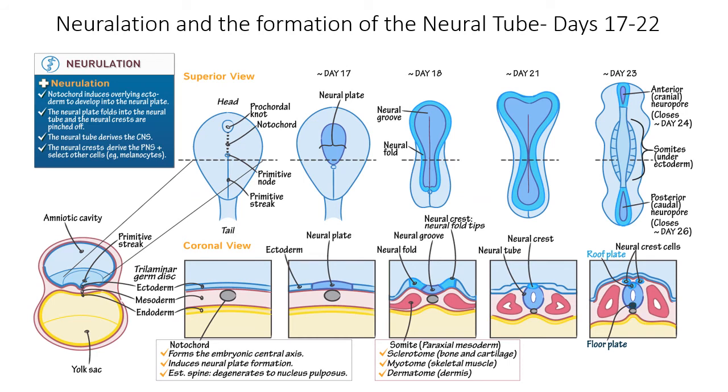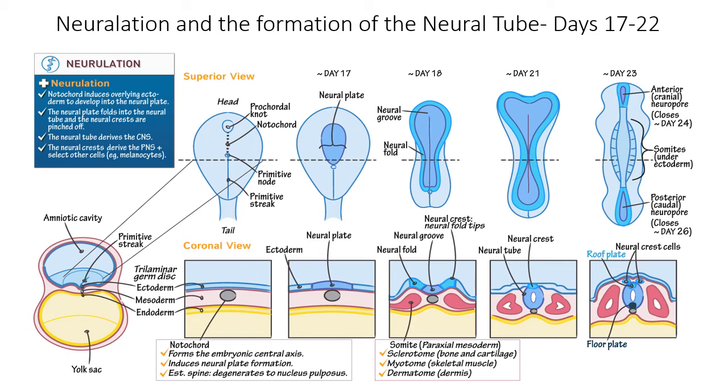So now the next stage is neurulation from days 17 to 22. Now if you look in the chart on the left, it tells you neurulation, and the notochord induces overlying ectoderm to develop into the neural plate. So that's what this is all about. It's about forming the nerves and the brain and the spinal cord. But it's primitive at this point.